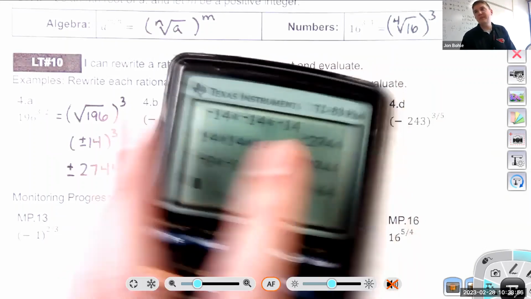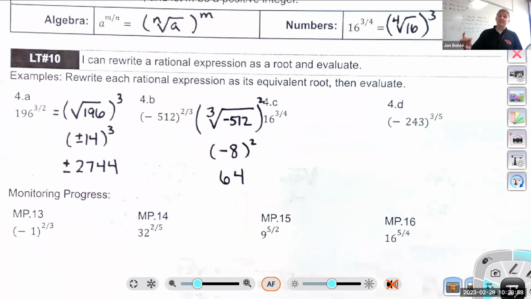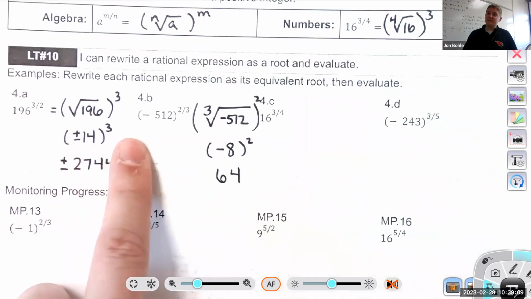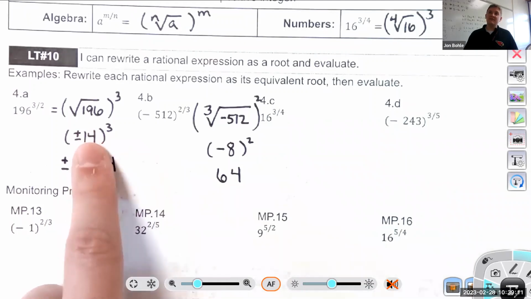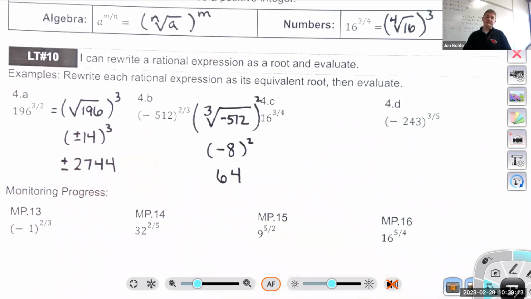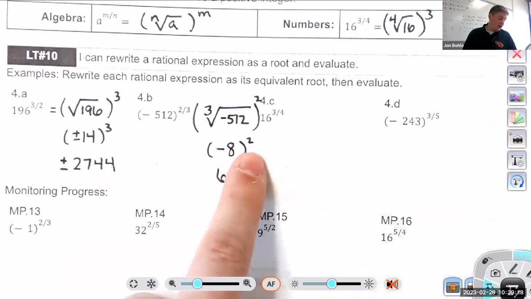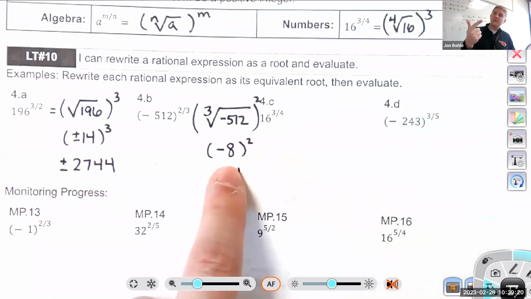Just 64. If you take a negative number to an even power, it's going to be positive. If you take a negative number to an odd power, it's going to be negative. If you take a positive and a negative to an odd power, it's going to be positive and negative. Take a positive and negative to an even power, it's positive. Just think, if I take it to an even power, I'm going to have a negative times a negative, which will result in a positive.